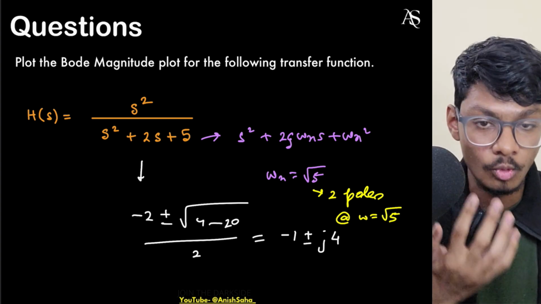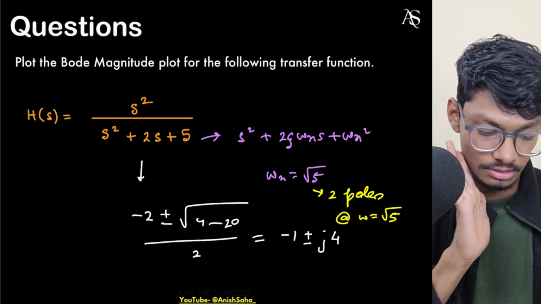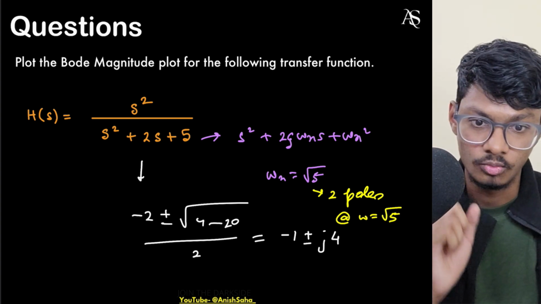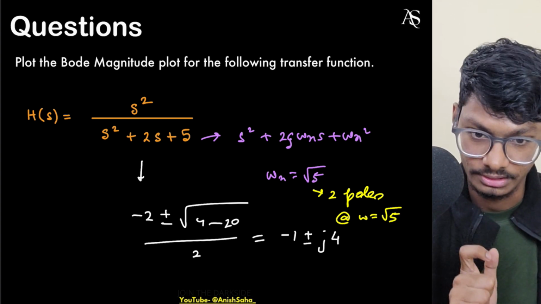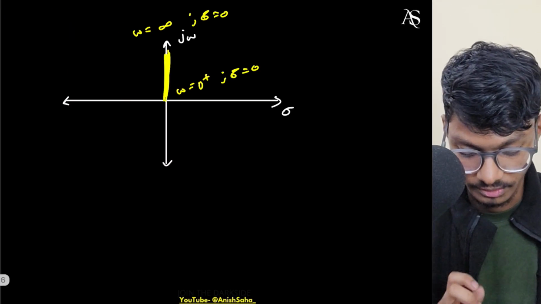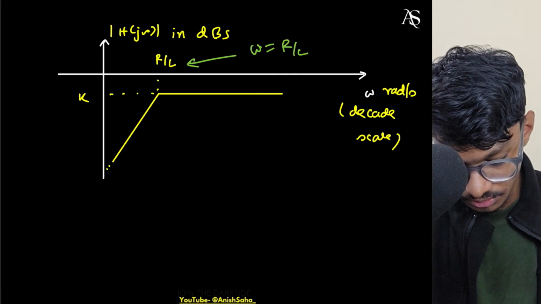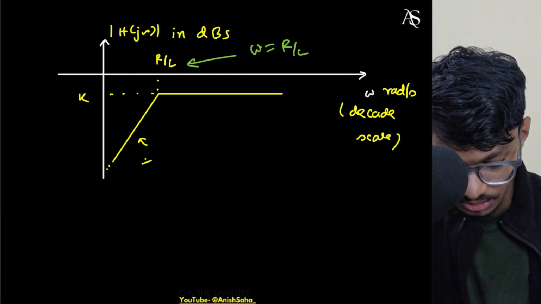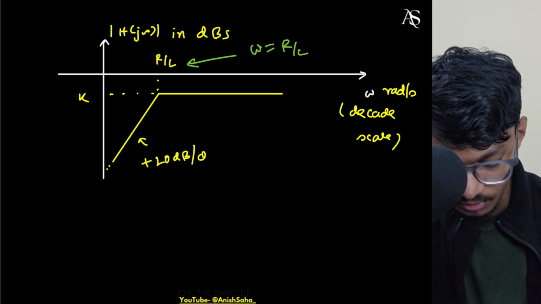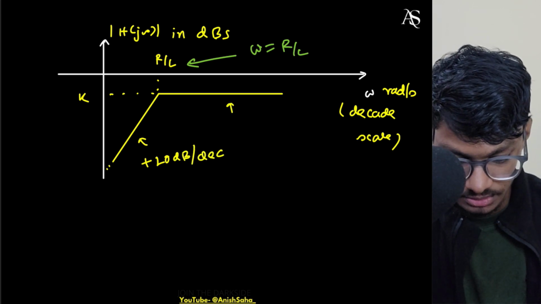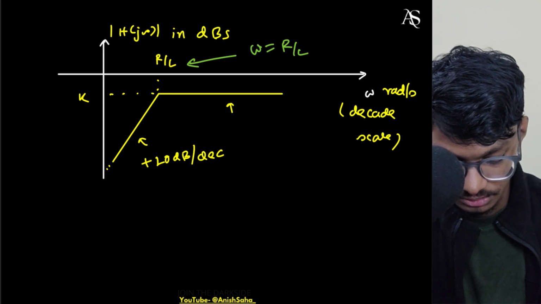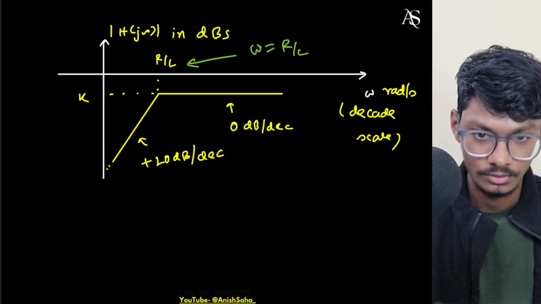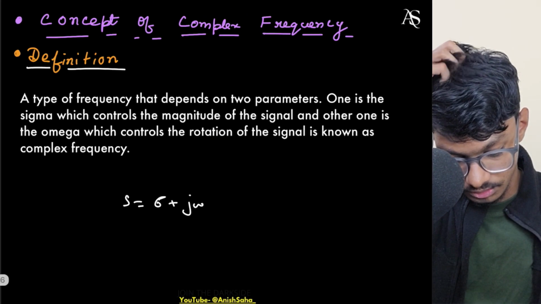Now if I have two poles at this frequency, what will be the slope of my Bode gain plot in this region? The slope will be minus 40 dB per decade, right? The slope will be minus 40 dB per decade. I should have written the slope here also, I forgot to write the slope. Slope here is plus 20 dB per decade. Then I get a pole, so the slope becomes 0 dB per decade. Okay, so this is the first thing.